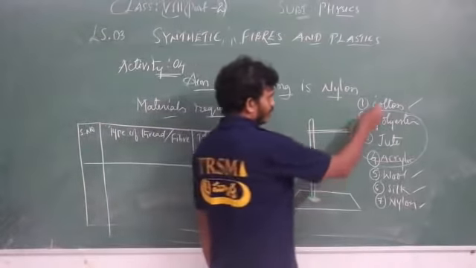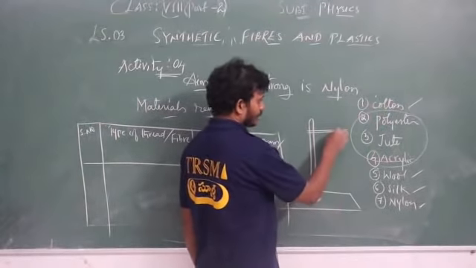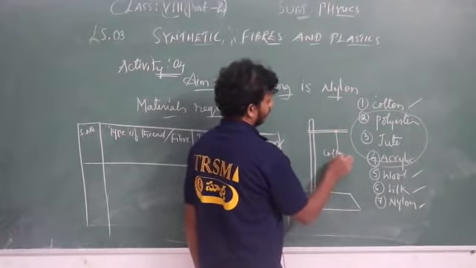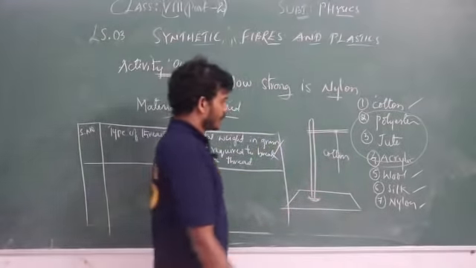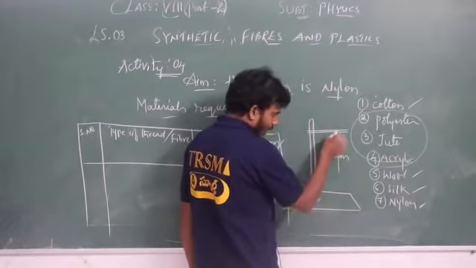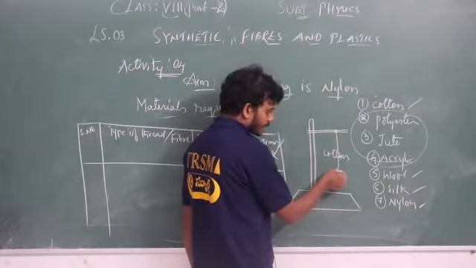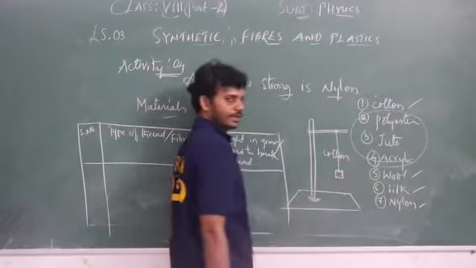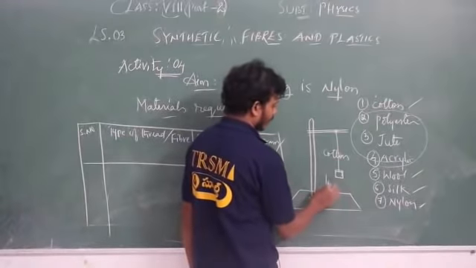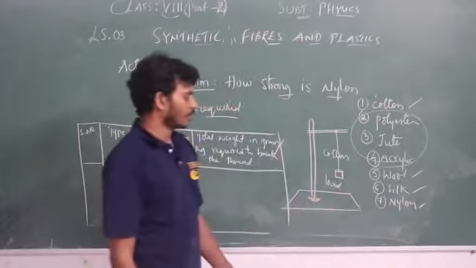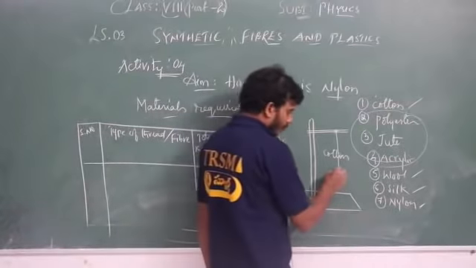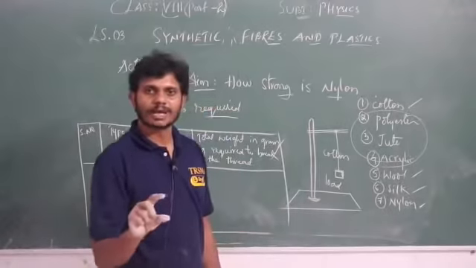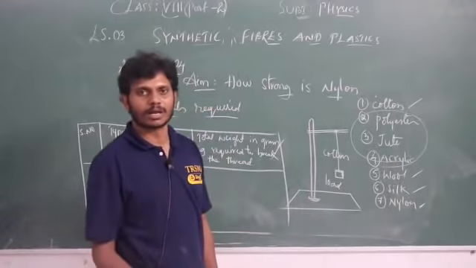So first one, cotton is tied here. This is the thread. This is cotton thread. Now, one end is tied here and the other end is tied with a load, L-O-A-D. This is the load. So maybe weighing stones in grams and also in kilograms.